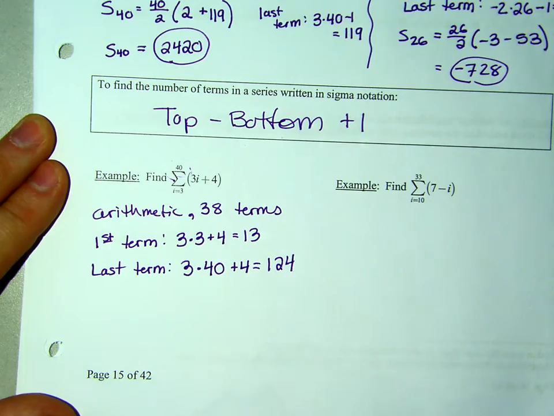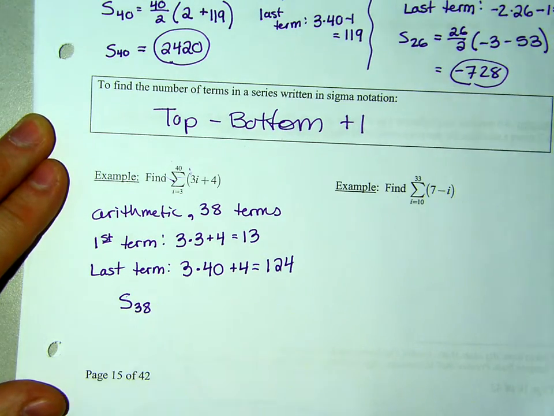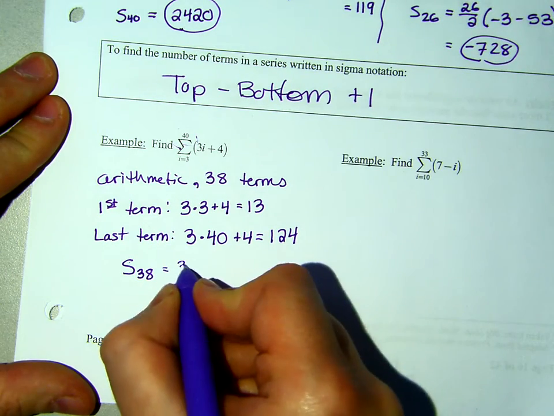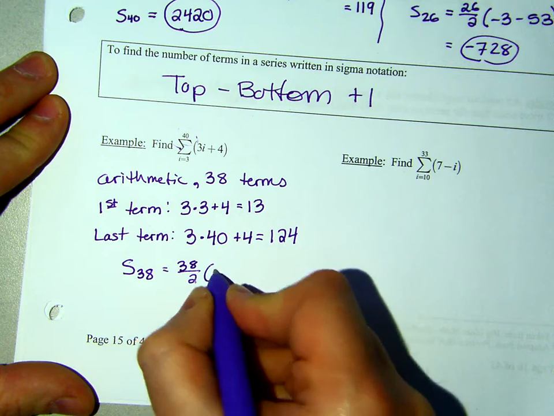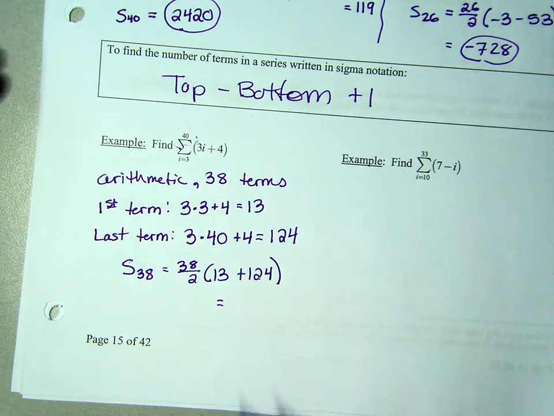124. Well, I'm going to do S sub, technically I should say S sub 38 because I am adding up 38 terms. And I'm going to say this is 38 over 2 times 13 plus 124. Go to the calculator, finish that off, and then do that last example on your own. And then actually that's all I have as far as new stuff goes.